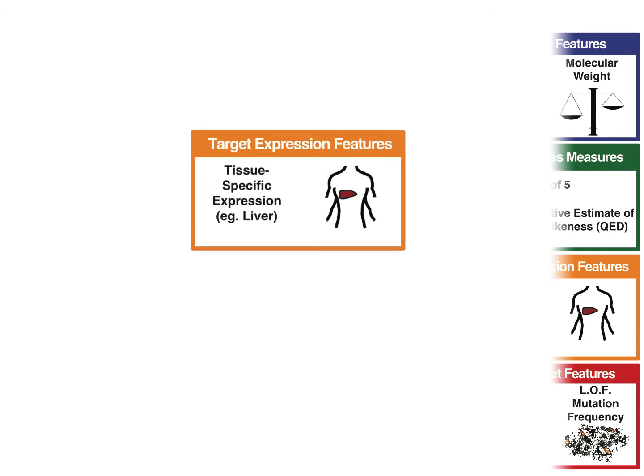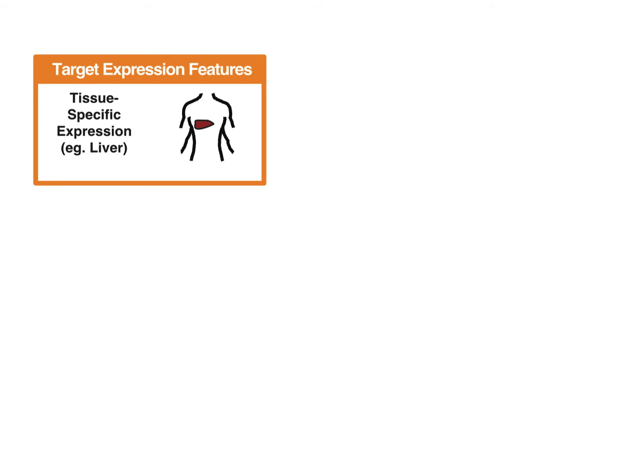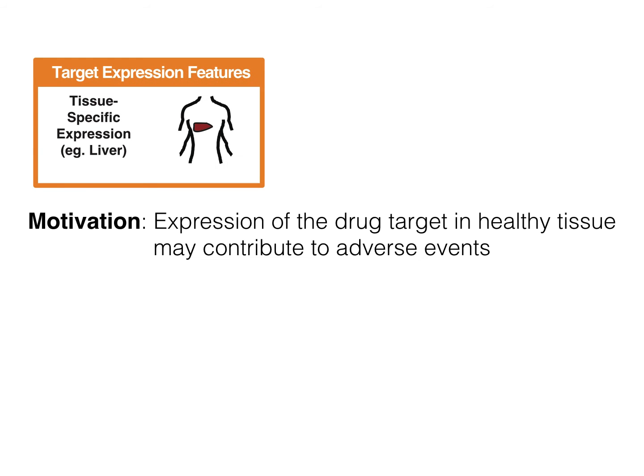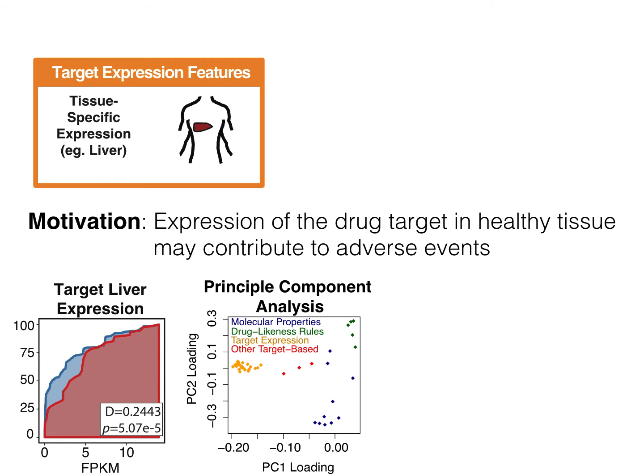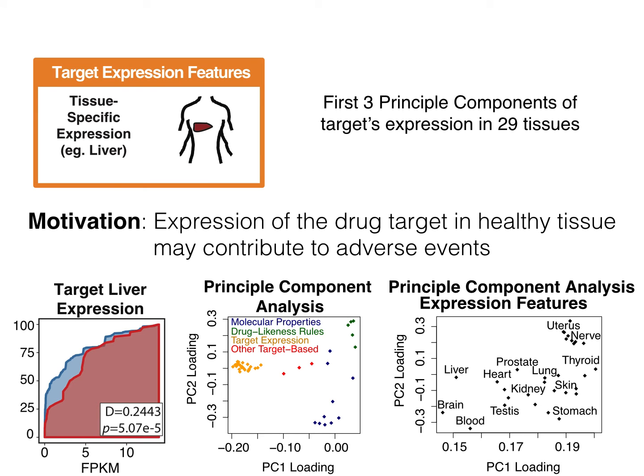Next, we transition over to the target-derived features, starting with expression-based features. The motivation for these features is that the expression of a drug's target in specific tissues, such as the liver, may end up leading to adverse events. For example, in the bottom left, we can see that toxic drugs have higher expression levels in the liver. Since the expression of genes across all tissues are highly correlated, as can be seen in the principal component analysis plot, we decided to collapse all tissue expression data into their first three principal components in order to construct a more robust model.